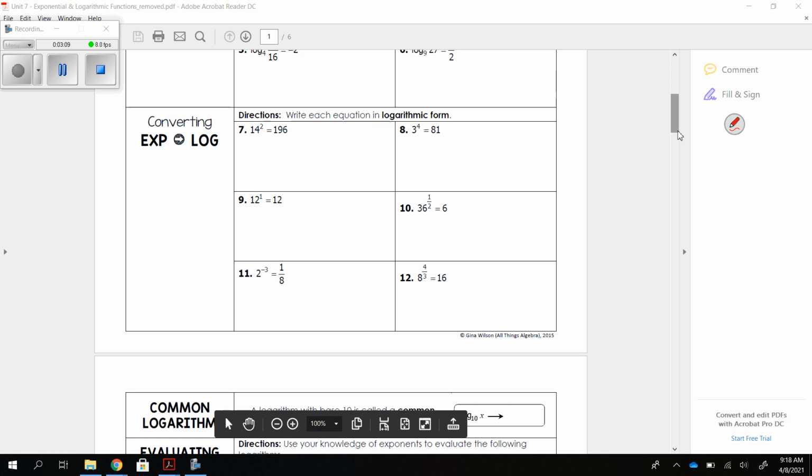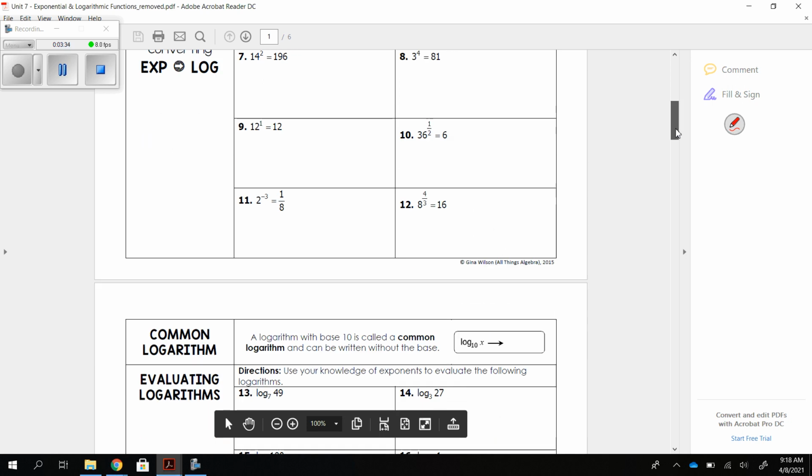Actually, let me do number 10 because there's a fraction and I don't want y'all to freak out. We see we have 36 to the power of 1/2 equals 6. All this is log 36 of 6 equals 1/2. See, nothing changed. Don't freak out. All right. Now we'll move on.